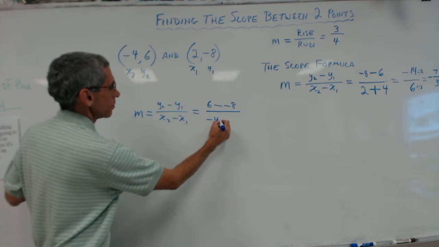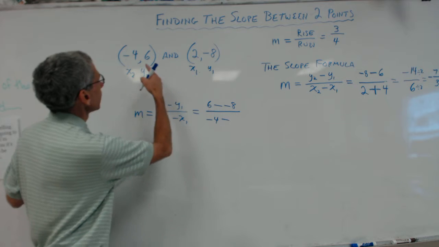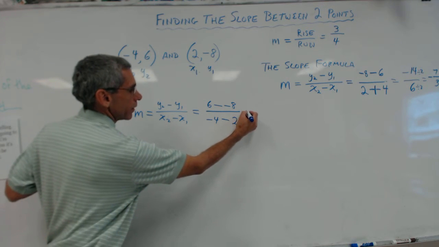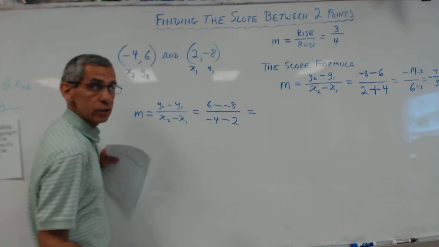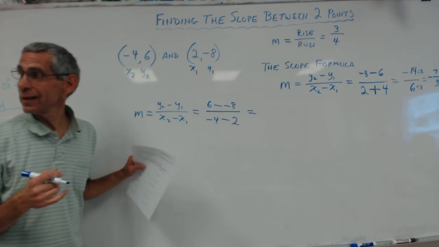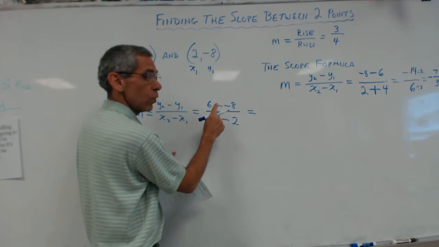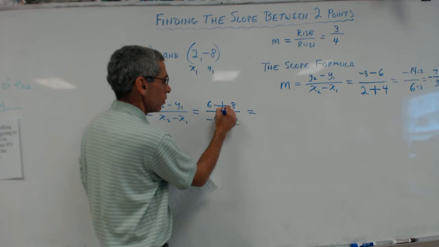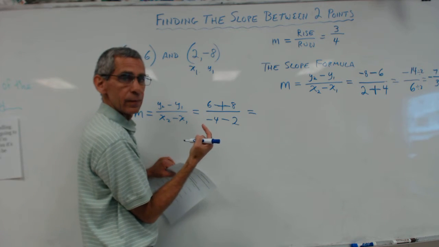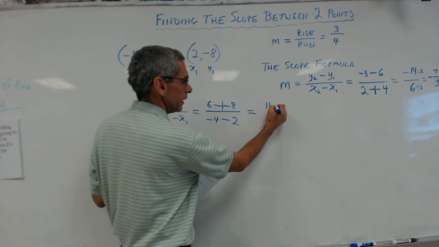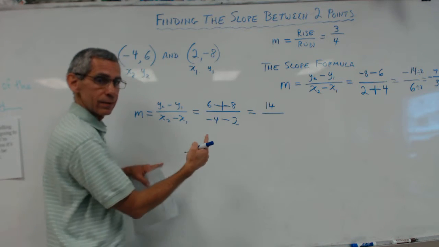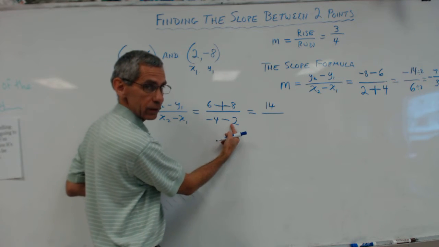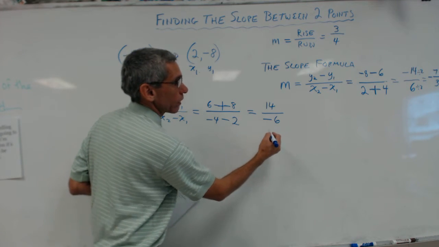The formula has a minus, and then x1. X1 is 2. Now it's addition. It looks really different. Let's just see though, it might be the same answer. What is negative negative? Positive. So 6 plus 8 is 14. Negative 4 minus 2 is negative 6.